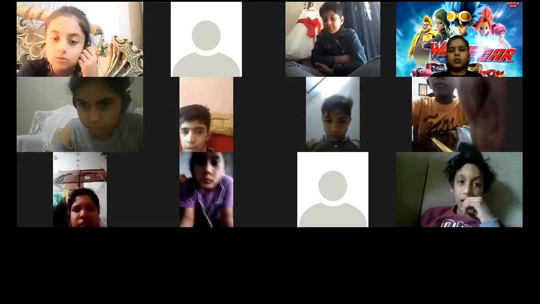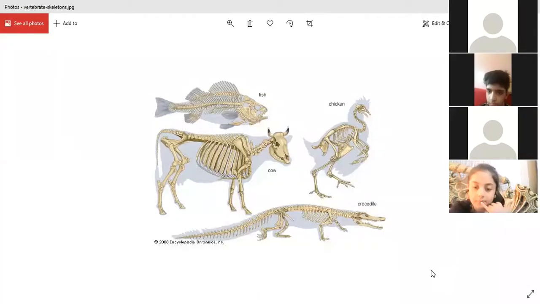Now over here, if I'm going to show you the other image of it, you will see as this one. Yes, so this is the skeleton of fish, then the other one is the skeleton of chicken, then cow, and then crocodile. Yes, can you see the skeleton of a crocodile? It has such a long bone, है ना? It is a vertebrate. How can you say that it is a vertebrate? Because it has a backbone. Now everything that has a backbone to it is known as vertebrate.